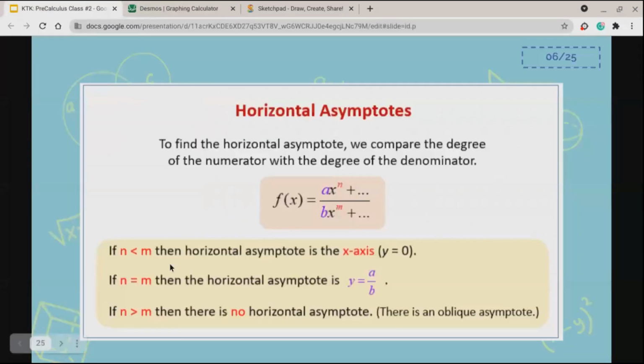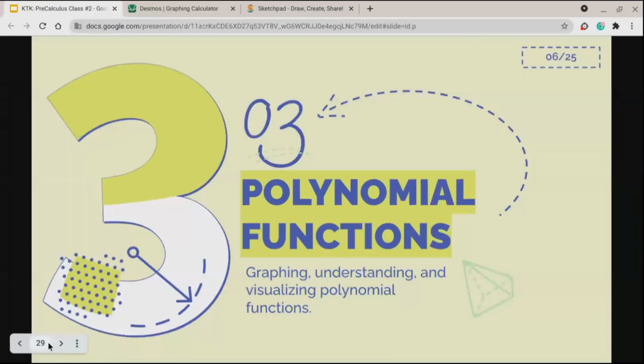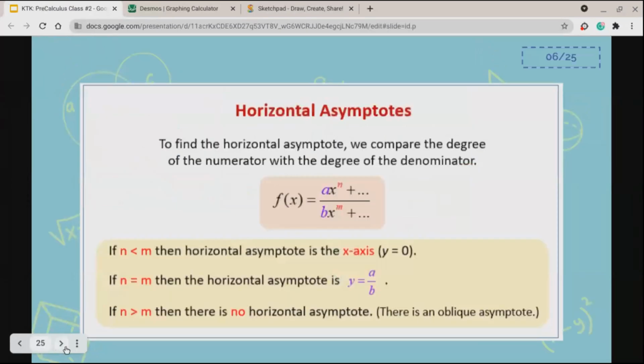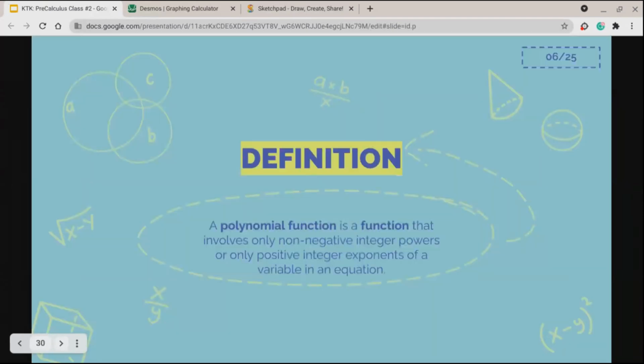All right, so let's go back. And now that we've gotten a look at how rational functions work, we basically have our scope of how rational functions work in general. So we're going to move on to polynomial functions. Polynomial functions are going to take a while to go over. There's a lot to go over in polynomial functions, and it's also a very, very important part of precalculus. A polynomial function is a function that involves only non-negative integer powers or only positive integer exponents of a variable in an equation. So now let's see that in action.